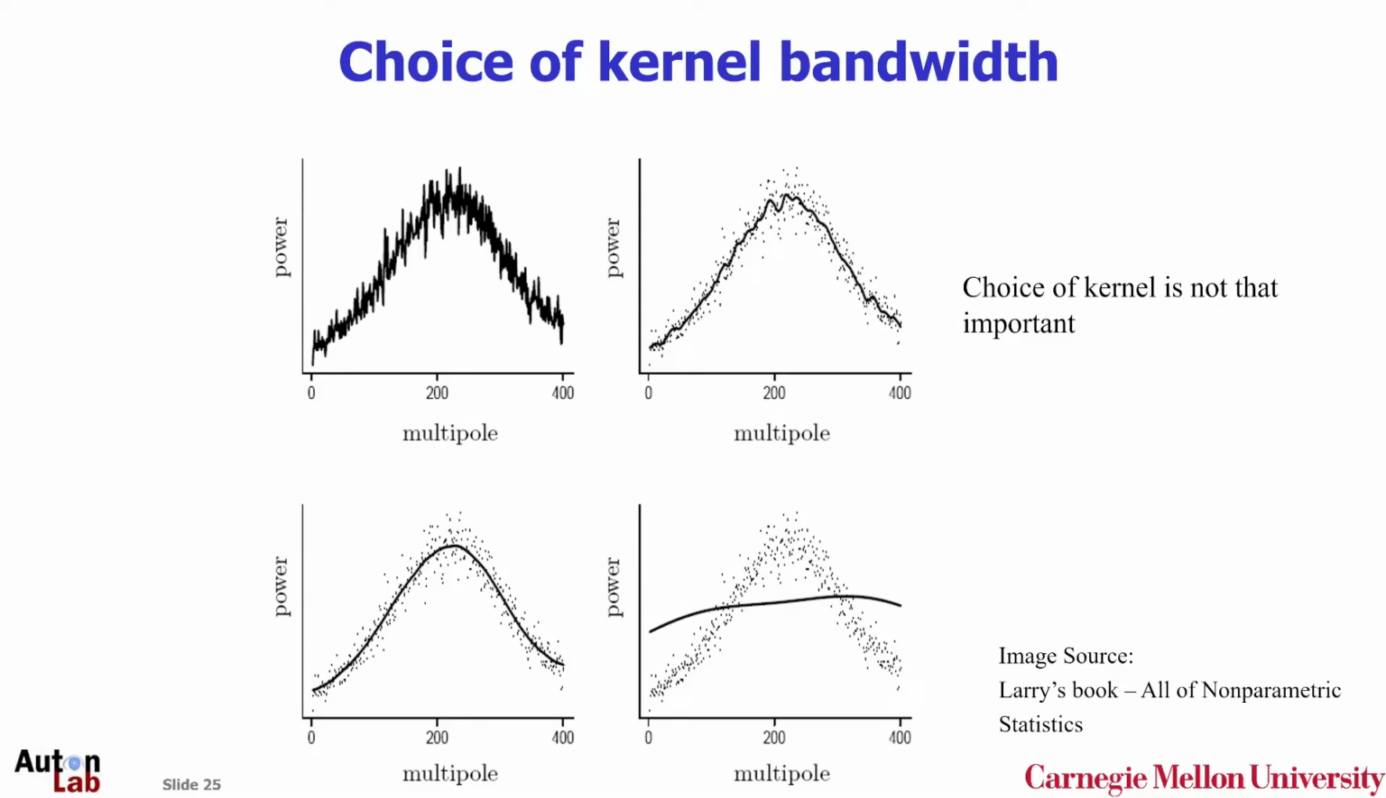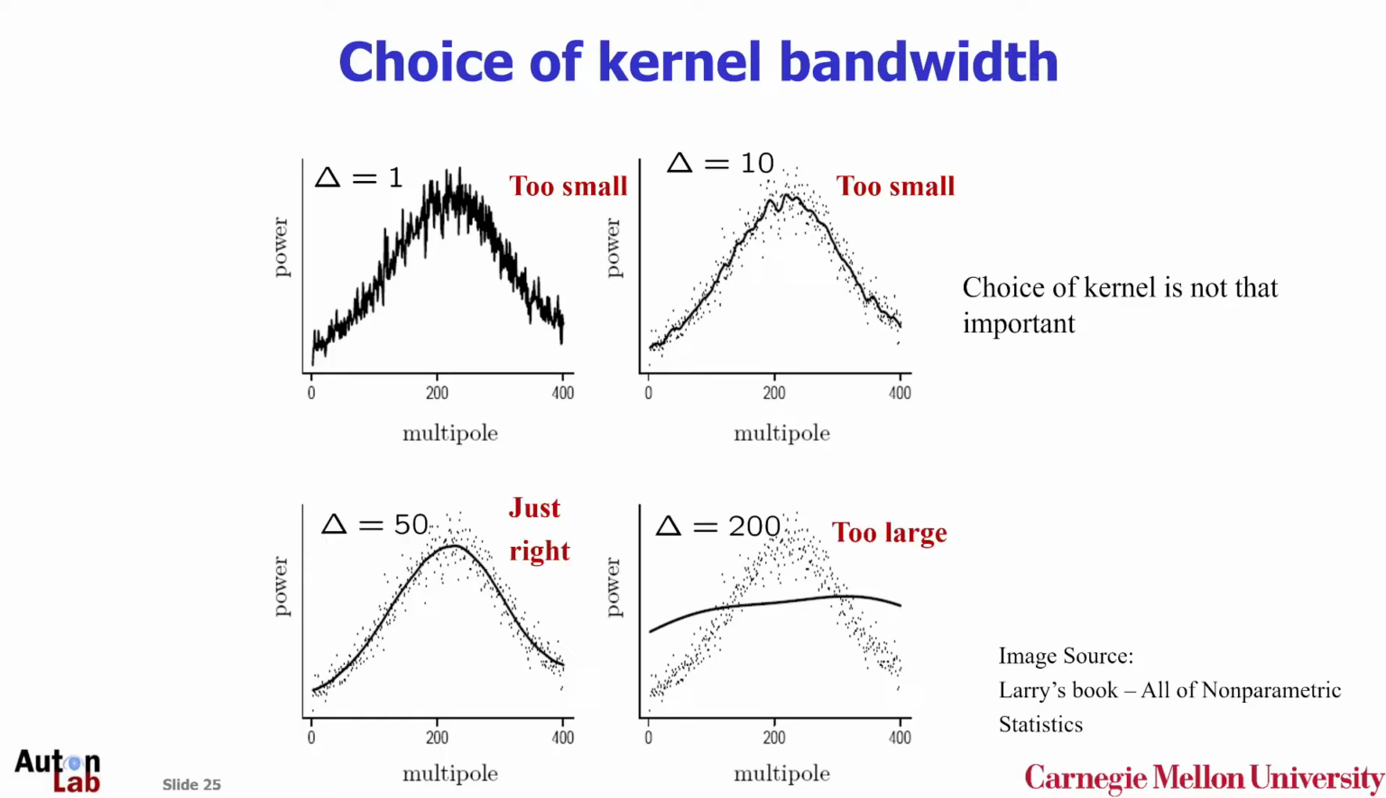This parameter delta behaves very similarly in these regression problems to how it behaved in density estimation problems. If delta is too small, then the estimated regression function might wiggle too much. We say it's undersmoothed. However, if delta is too big, then the estimated regression function might be oversmoothed. Somewhere between these two, there's an optimal parameter delta.